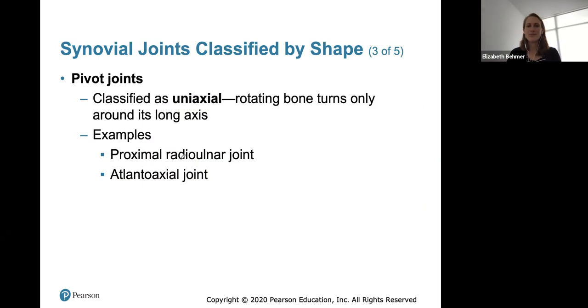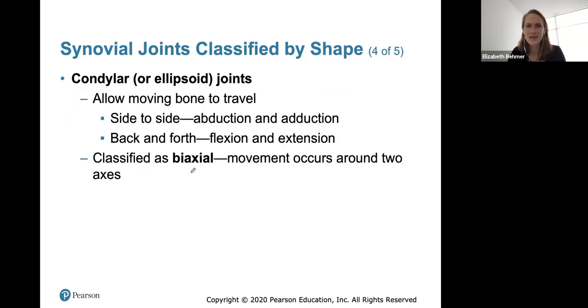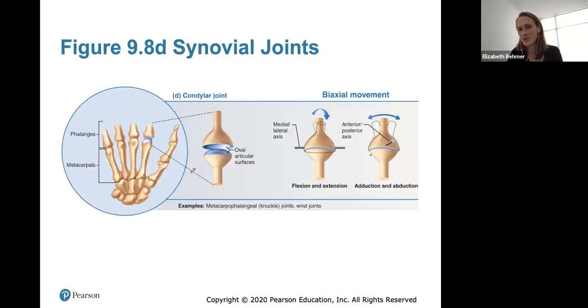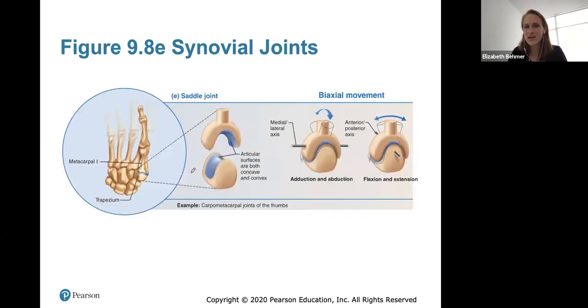Pivot joints, examples of this are your radio-ulnar and atlantoaxial joint, rotating bones along a long axis. I won't ask you really about pivot joints. Condylar joints, I won't ask you too much about, but you can see where you'll find a condylar joint in the body. Saddle joints, sliding back and forth, left to right. We might find some saddle joints.